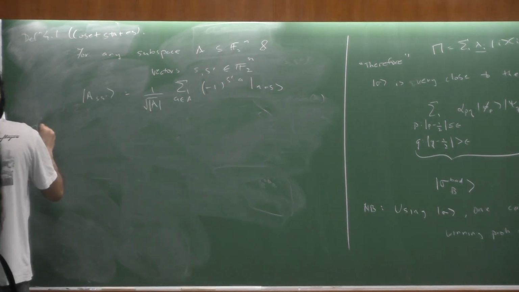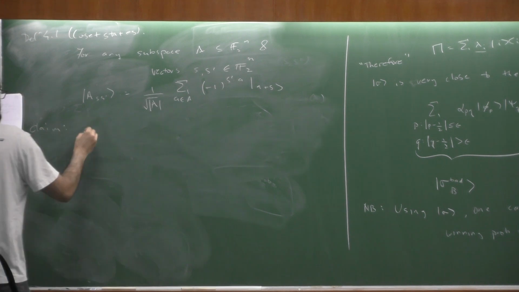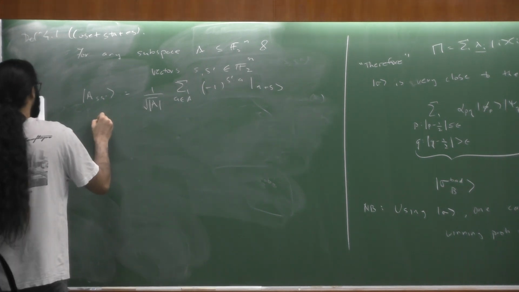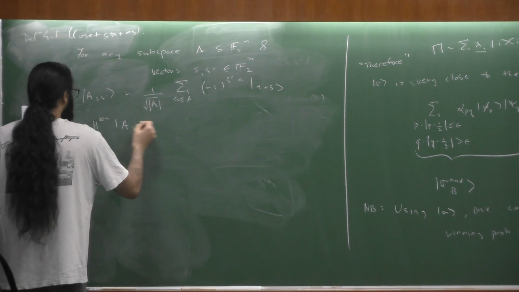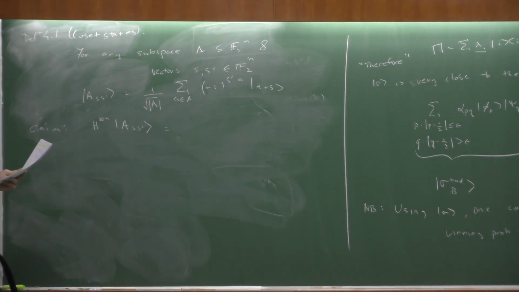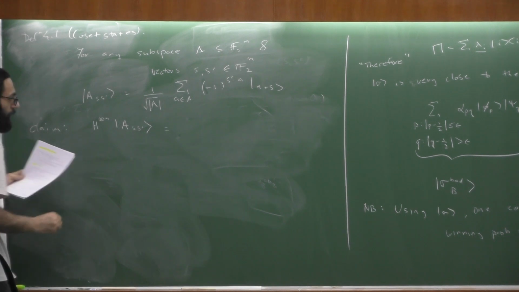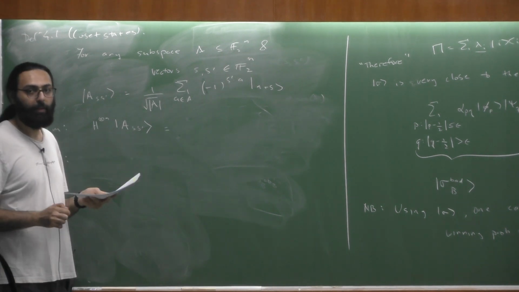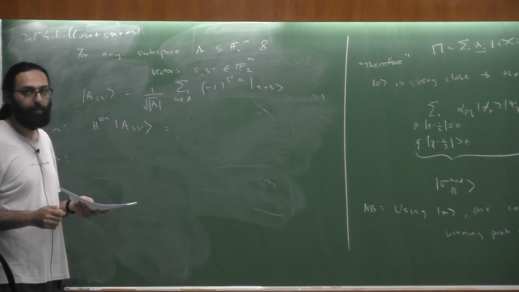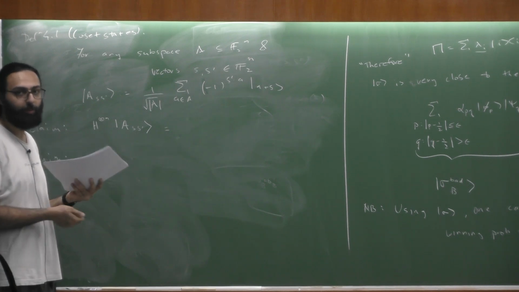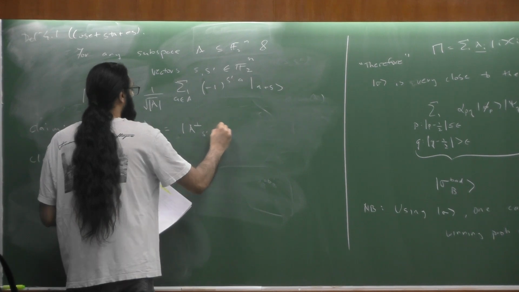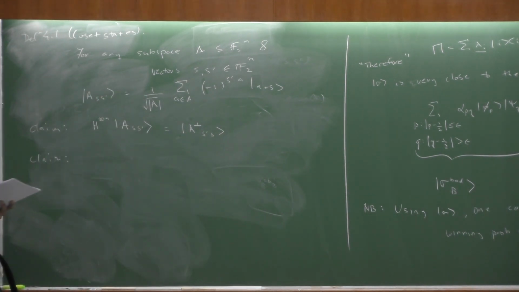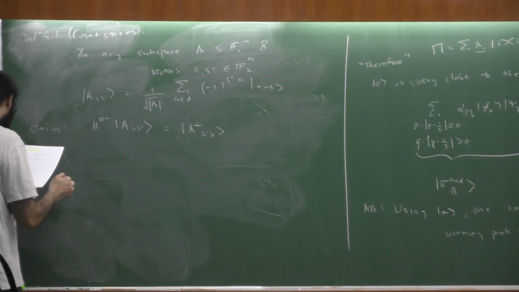So far we've not said anything new. Now here's a little bit of calculation you can do and check. It holds that H tensor n acting on A S S prime. Any guesses what would happen? Okay, you don't need to do the calculation, but it turns out that the state you get is A perp S prime S. Very cool. It's very nice. You can try it yourself.